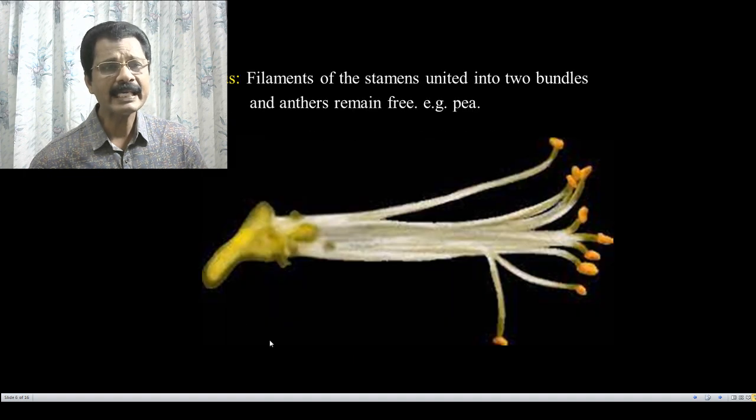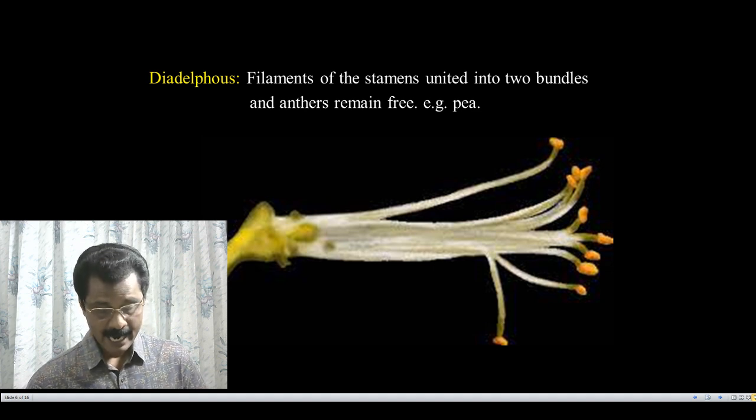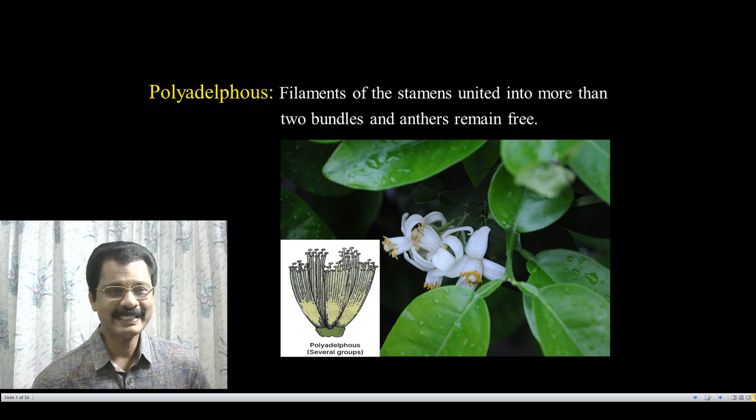Then you can see the diadelphous condition, as in the case of pea, there you can see a total of 10 stamens, 9 stamens with the filaments fused to form one bundle, and one stamen remains free. And this condition is called diadelphous condition. You can see it in the case of pea, right? And the third one is called polyadelphous condition. In the case of citrus, there you can see the filaments of the stamens unite into more than 2 bundles. Here you can see 5 bundles, and others remain free.